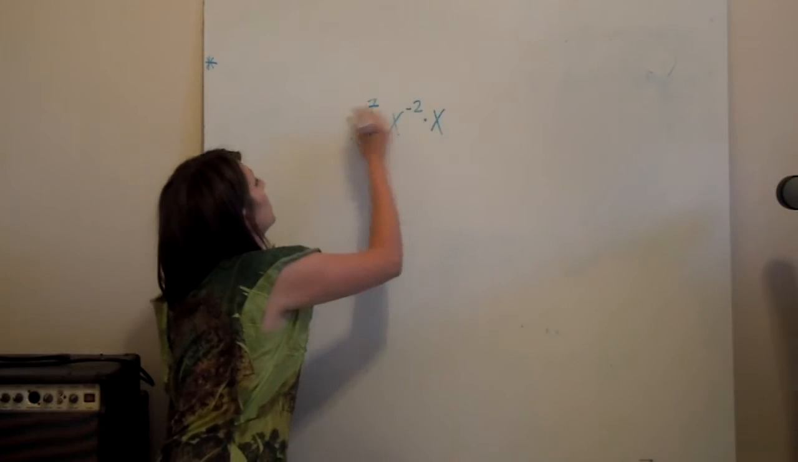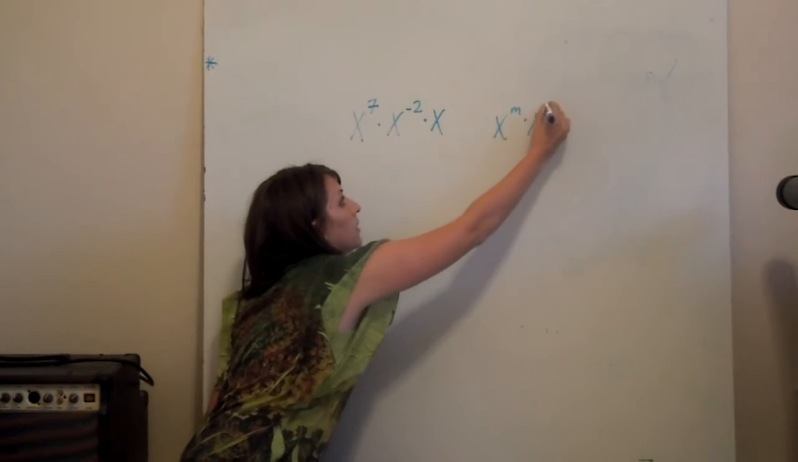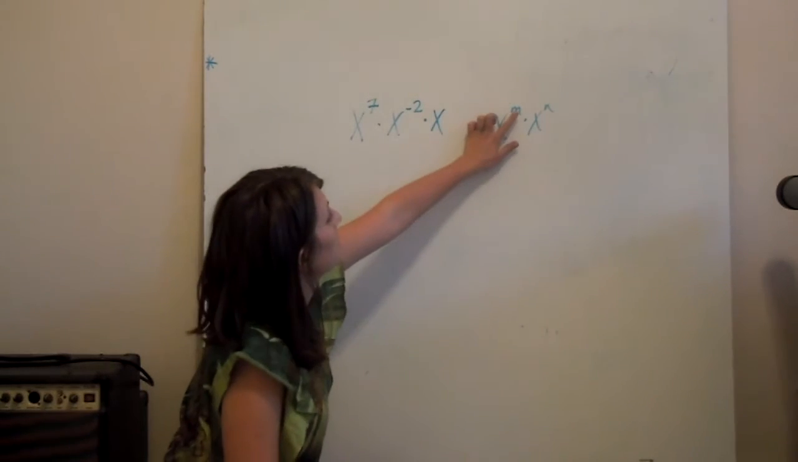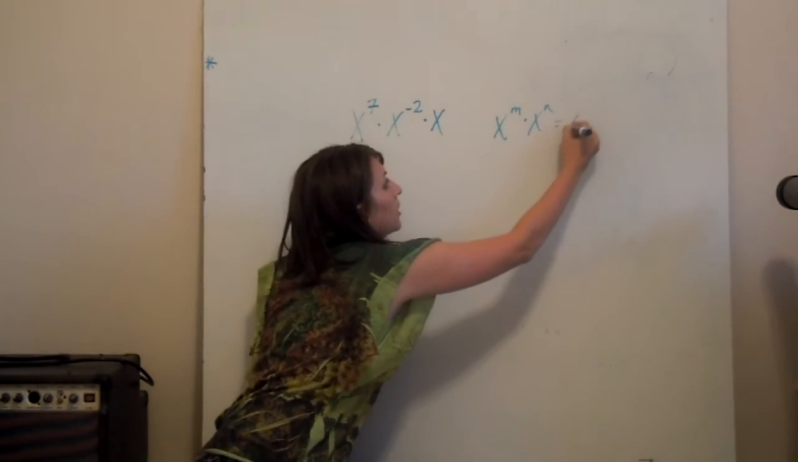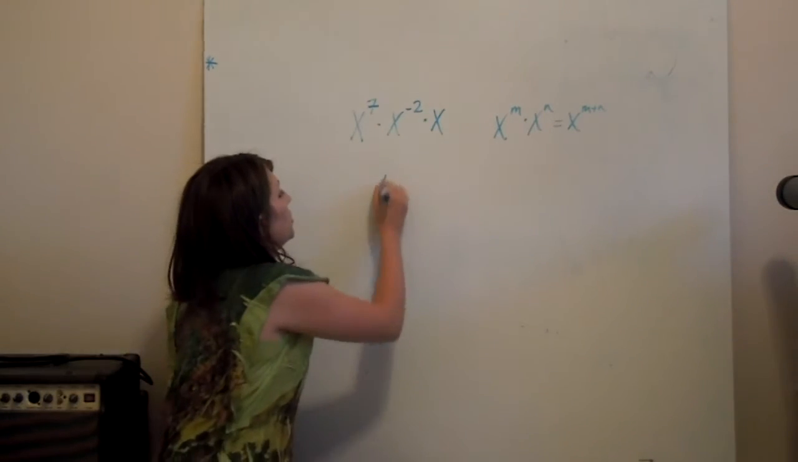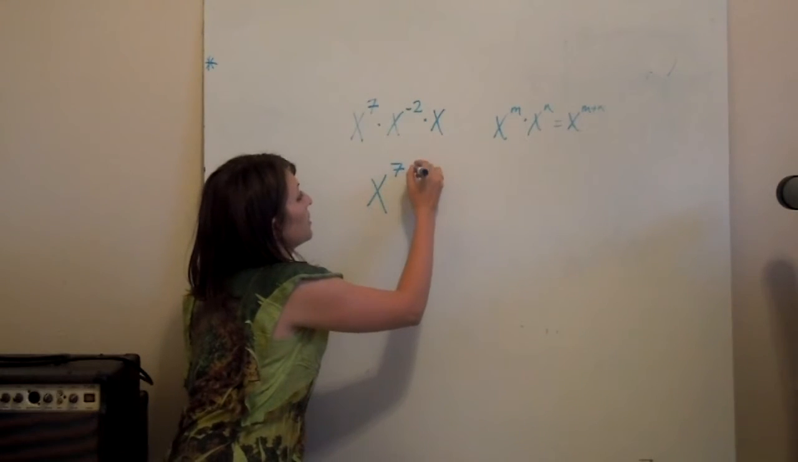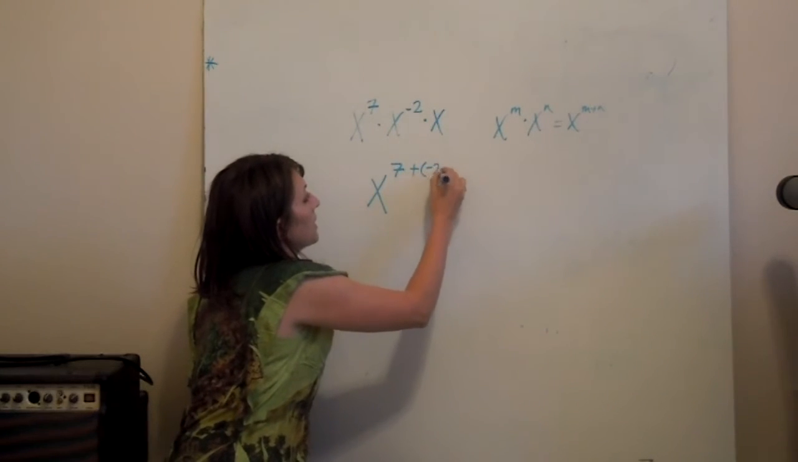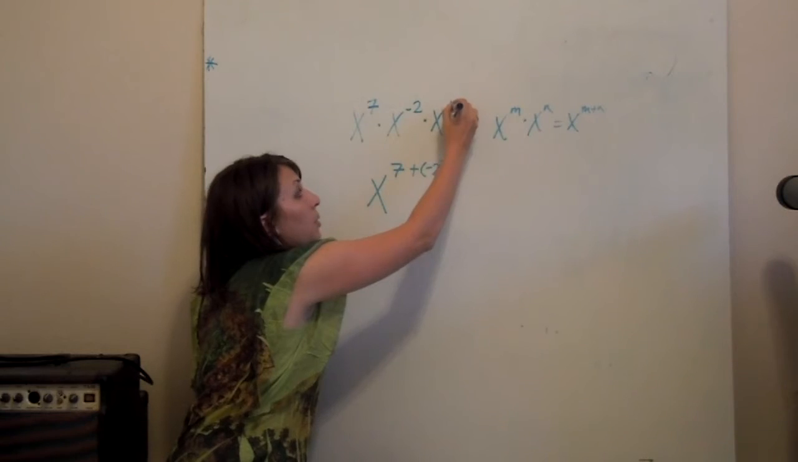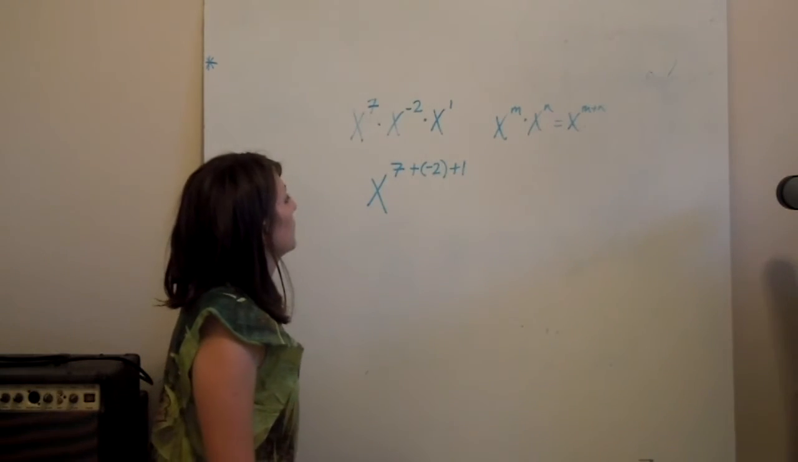The product rule was, for any real number x that's not 0, x to the m power times x to the n power, we add the exponents to get our answer. So all we're going to do is rewrite our variable x, because that's the common variable here, and add our exponents. So 7 plus negative 2. If we don't see an exponent, the exponent's always 1. So we add that. Okay?